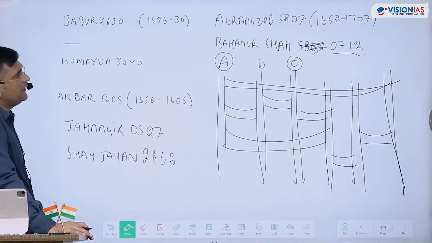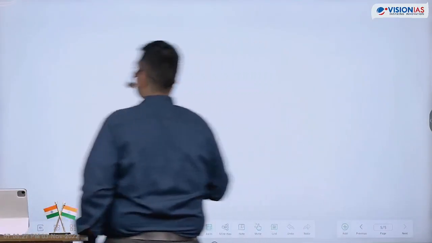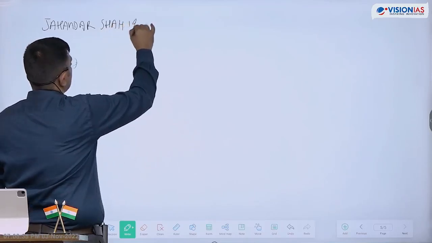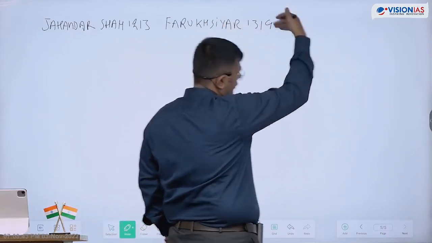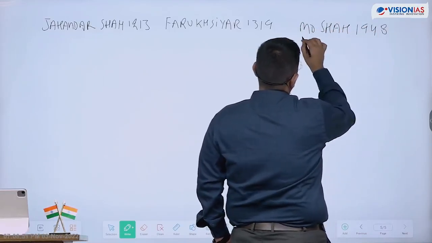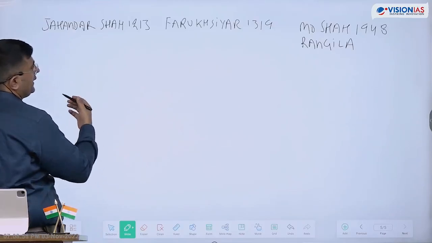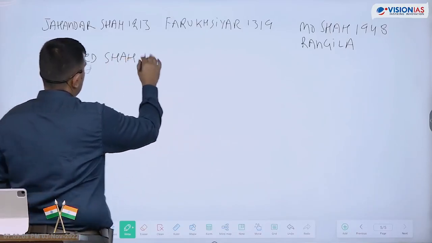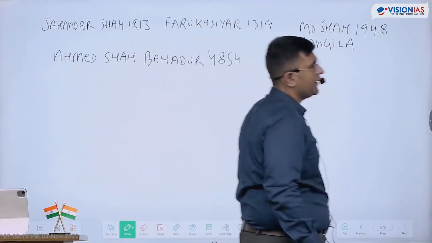So anyways, Bahadur Shah 0712. Next, write Jahandar Shah 1213. Then Farooq Siyar 1319. You write down vertically. Then Muhammad Shah 1948, and his nickname was Rangila. Muhammad Shah Rangila. Right? After that, Ahmad Shah Bahadur, who was not at all Bahadur. Ahmad Shah Bahadur, 4854. That is 1748 to 1754.